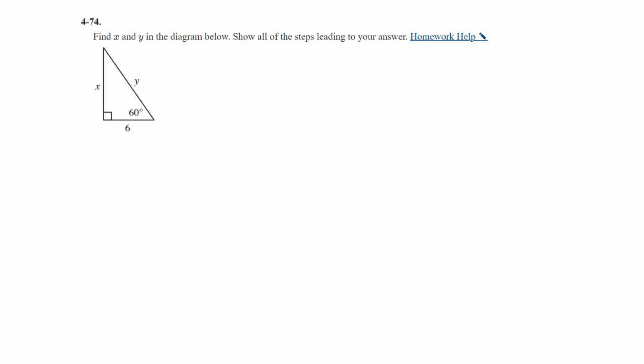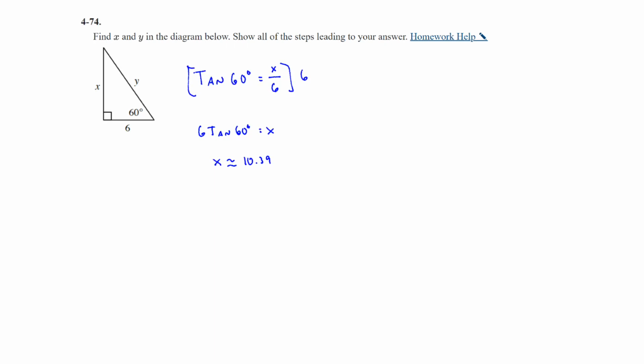Let's see, we got a right triangle. We know the side length is 6 here, so we can use our tangent ratio. Tangent of 60 degrees is equal to opposite side, which would be x, over your adjacent side is 6. And remember, that's a delta y over delta x. You would have to reorient the triangle, though, if you wanted to kind of see that. And then we can figure out tangent of 60 using our calculators, multiply both sides by 6. And when you do that, you will get an approximation for x. And x is approximately 10.39.